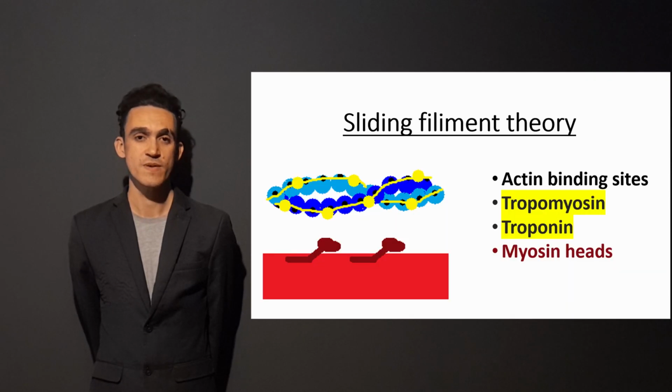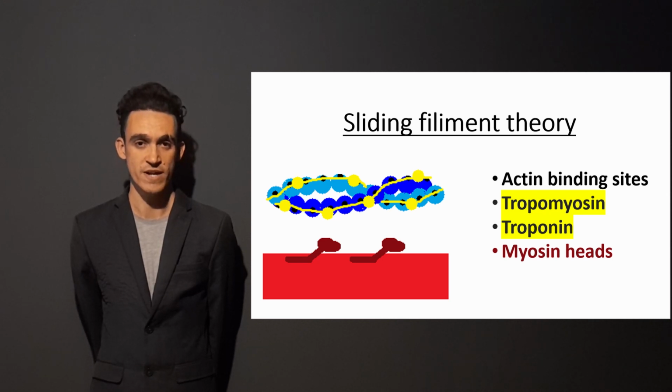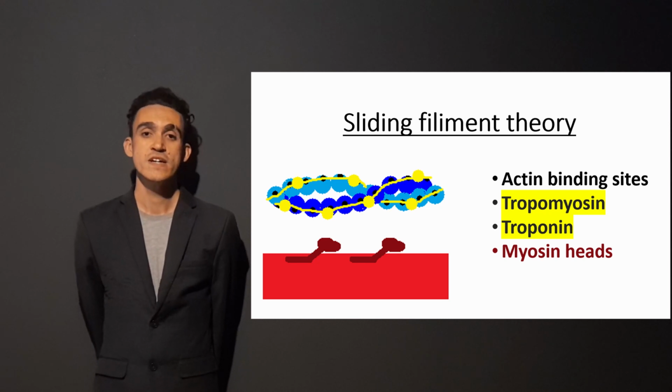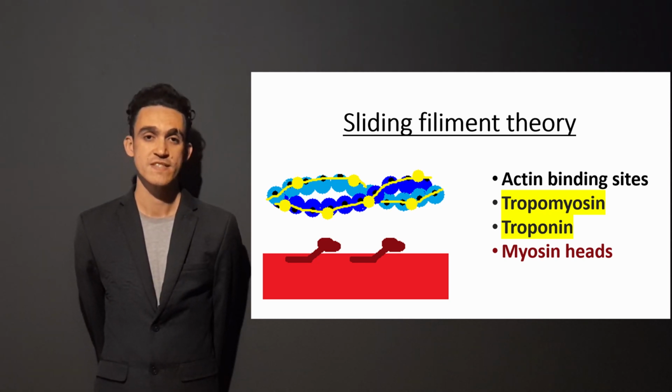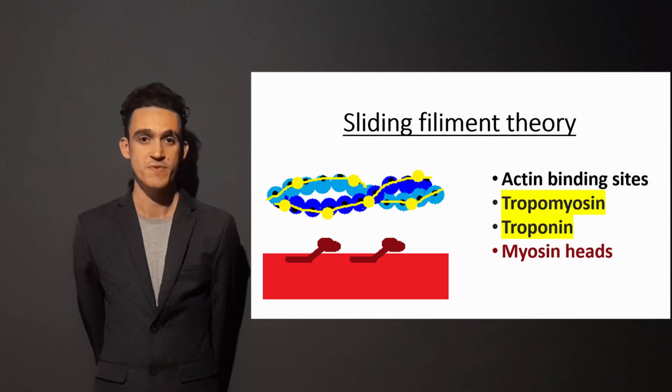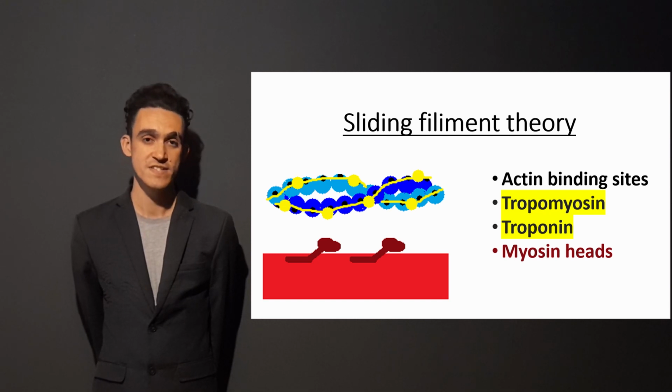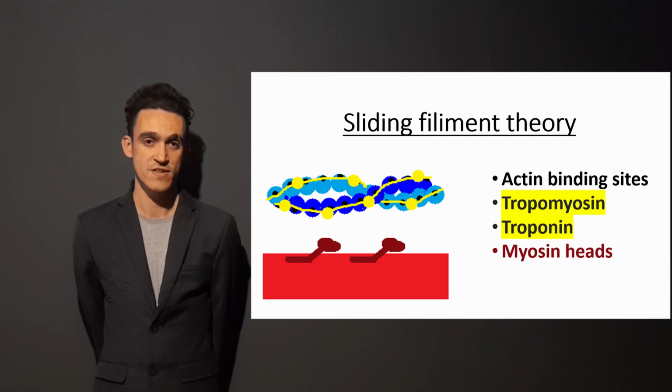So let's take a closer look at one actin and one myosin filament, which is shown here by this next picture. If we look here, we'll see that the black dots on the actin represent the actin binding sites, and the yellow line that covers the actin binding sites represents tropomyosin. Connected to these yellow lines are the yellow circles, which represent troponin.